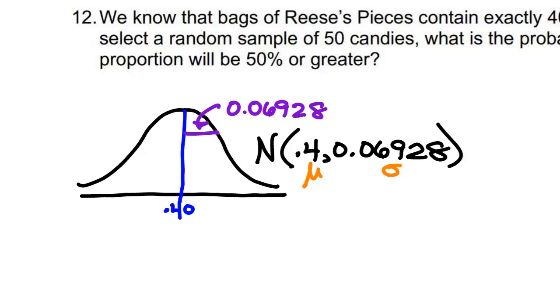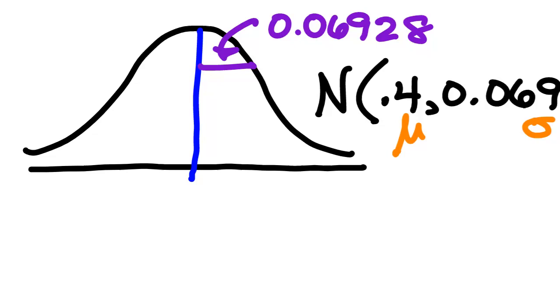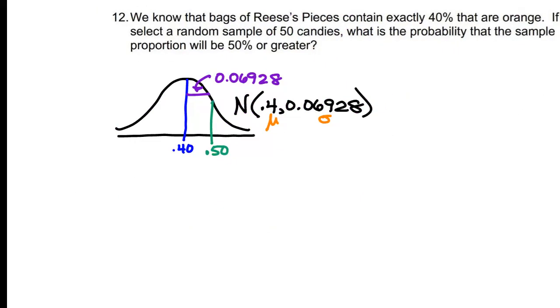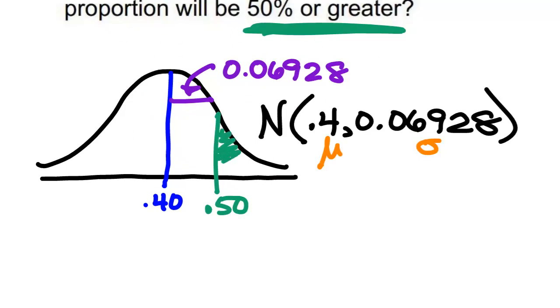Where would 50% go on my picture? Right in the middle of this one? My mean on this is 40%. A little further to the right. 50% is going to be over here somewhere. And I want the probability that's 50% or greater, so which way would I shade this then? Shade it to the right.